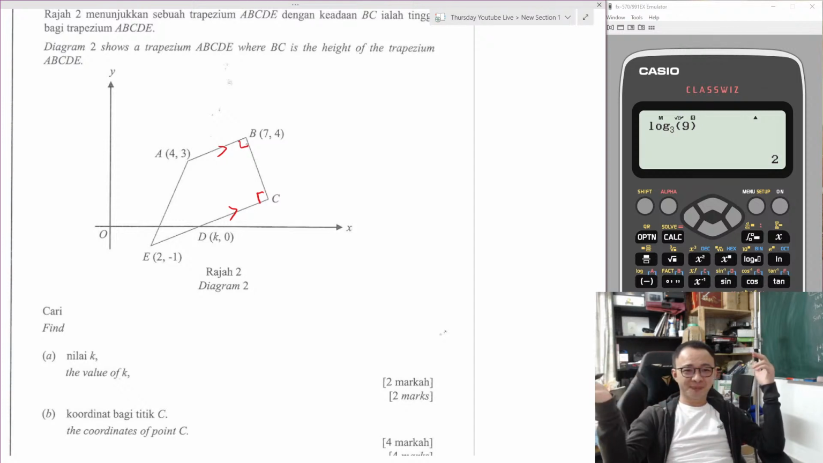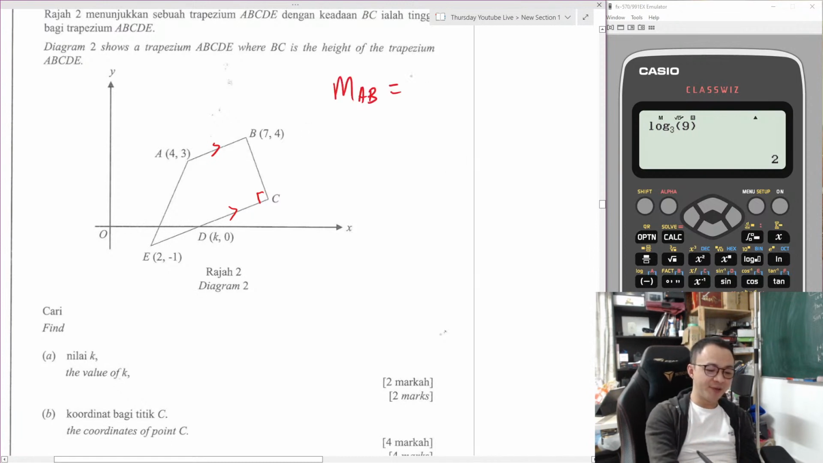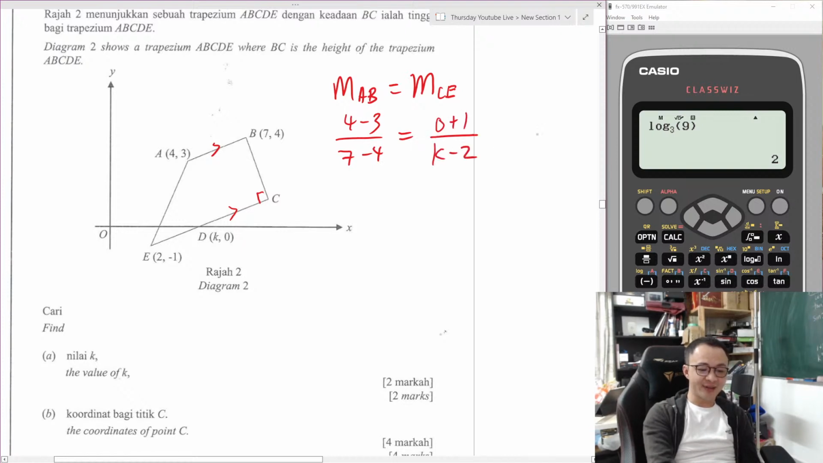Okay, so yeah, this is all the information I have, and they ask me to find the k. Alright, so let's do the gradient thingy to find the k. So parallel means they have the same gradient, right? I can say the gradient of AB will be the same as the gradient of CD. Okay, it's the same thing. So y minus y over x minus x equals, alright, this one is y minus y over x minus x. Just do it like this, then you can get the k here.